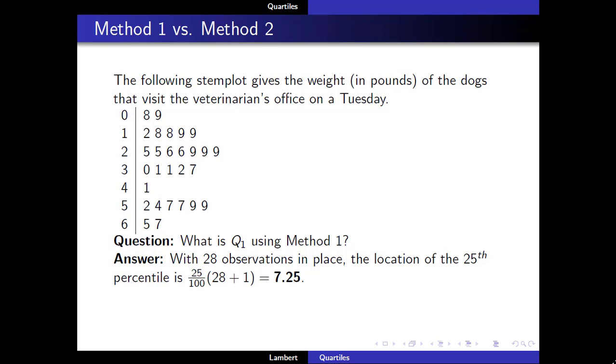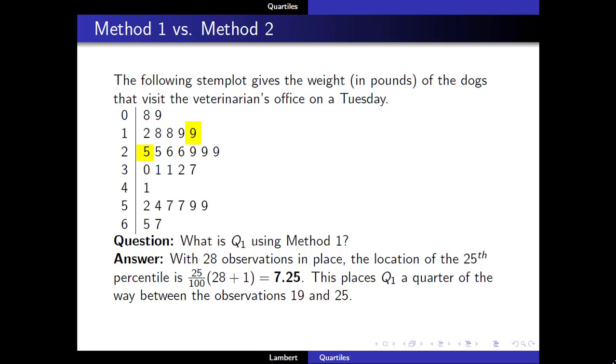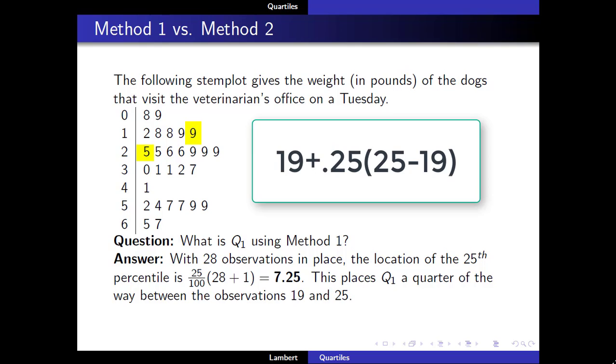The 7th position will be 19, the 8th position will be 25. So with that in mind, we want to go 1/4 of the way, so we start with 19 plus 1/4 of the way between 19 and 25, so we go 0.25 times the quantity 25 minus 19, and that'll give us our first quartile of 20.5.